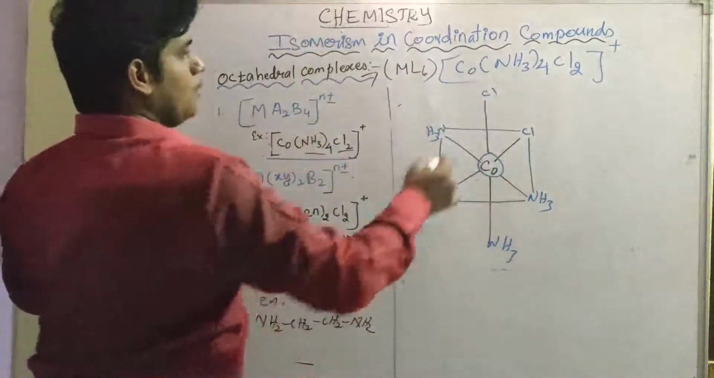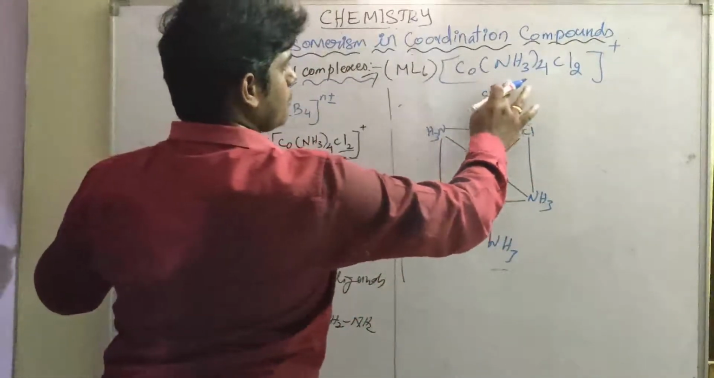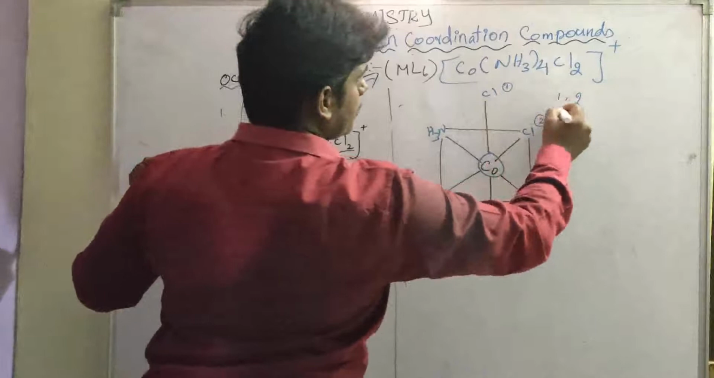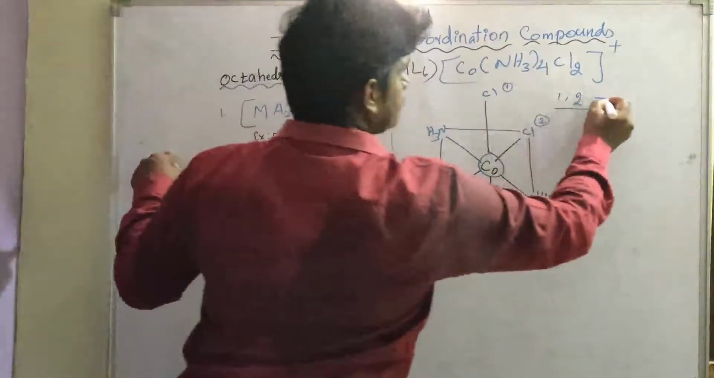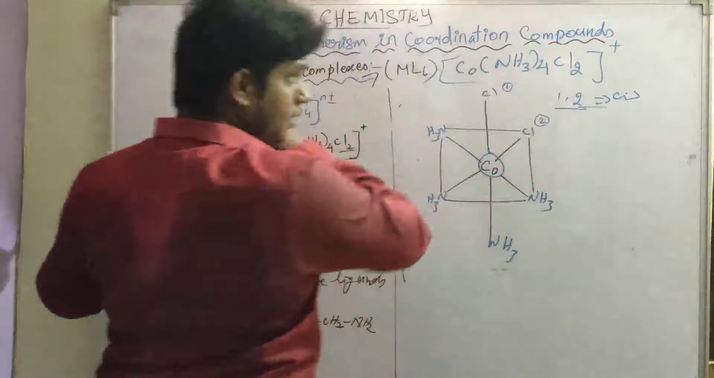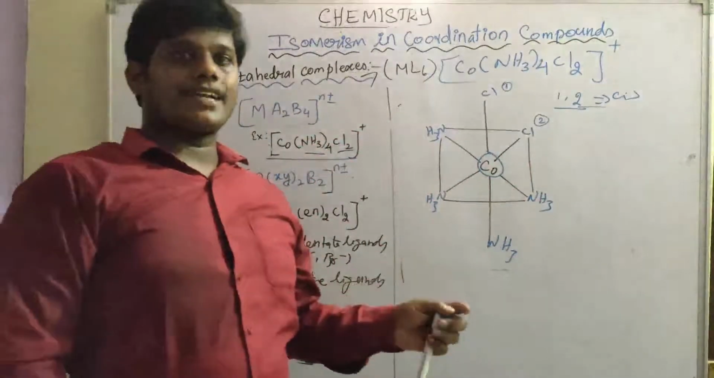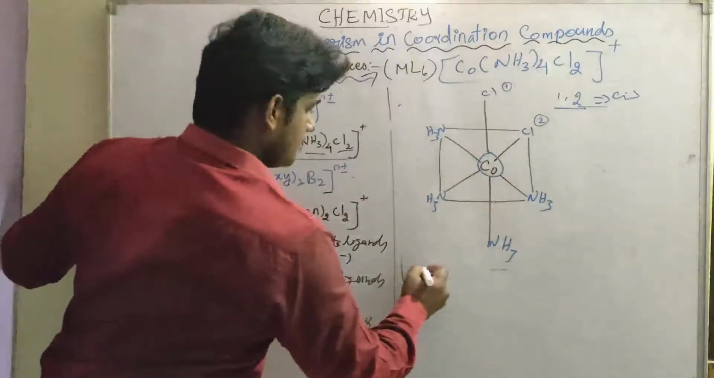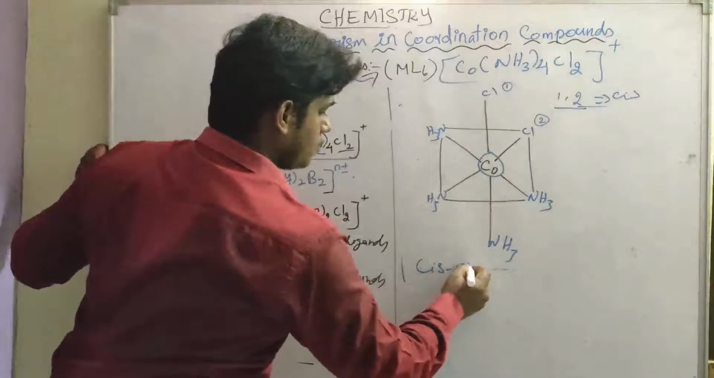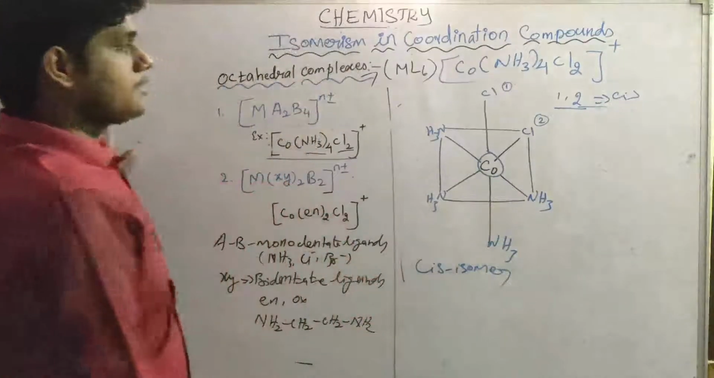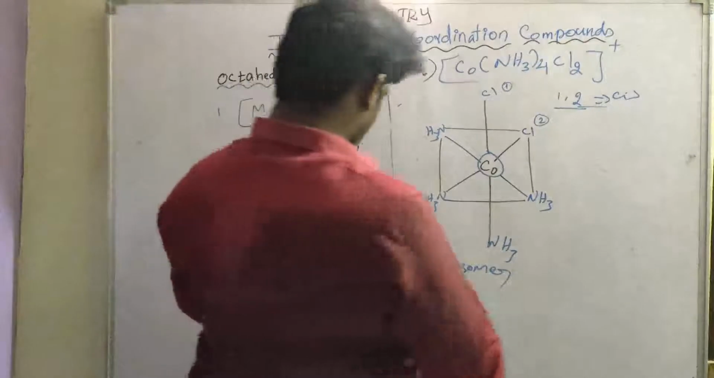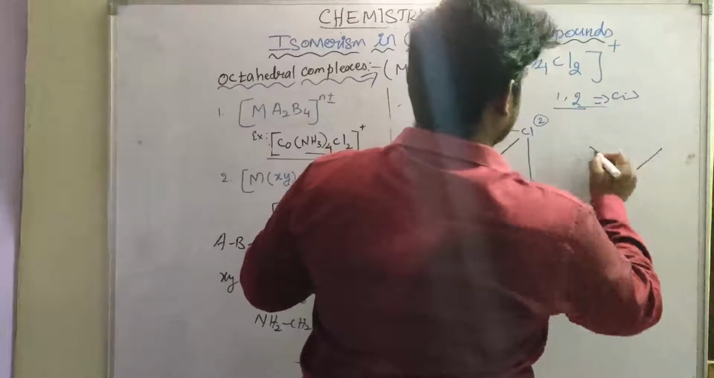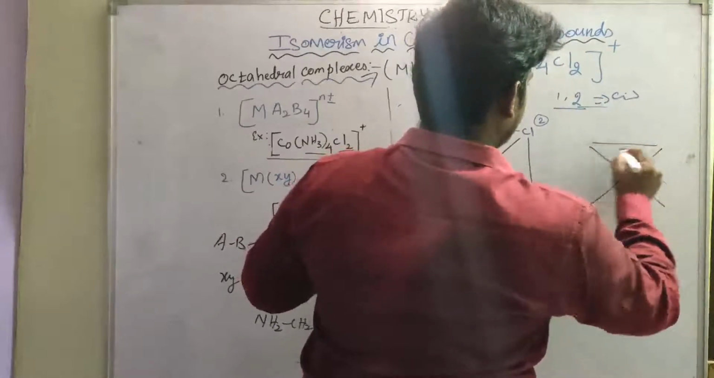It is the central metal atom or ion. Here 1, 2: position number 1, position number 2 is a cis position, because two similar ligands are attached at the 1 and 2 positions. So this structure is called a cis isomer. Similarly, here I can draw the trans. It has cobalt as the central metal atom, also with 4 ligands.